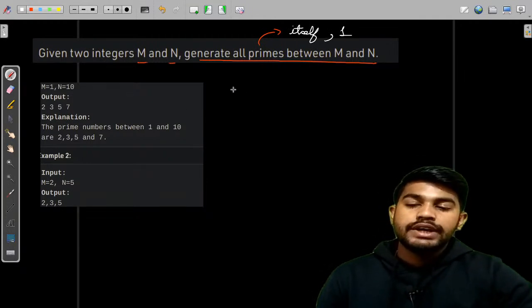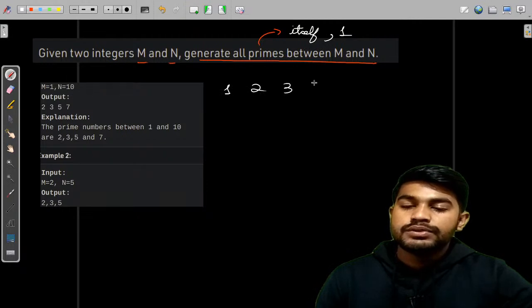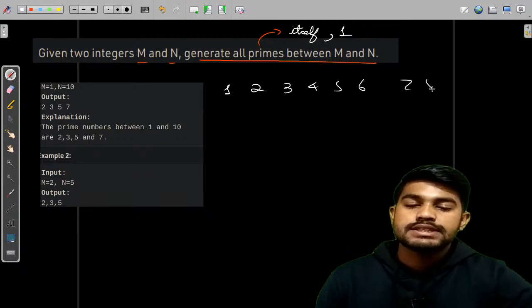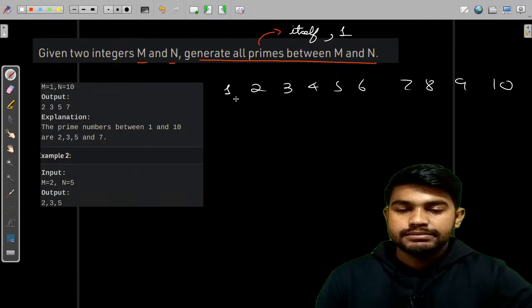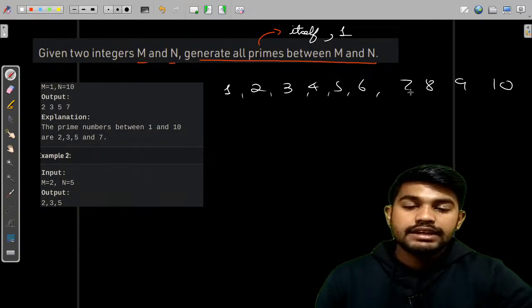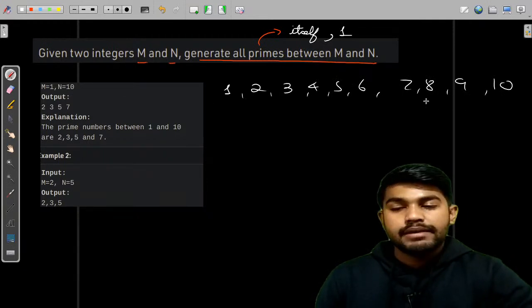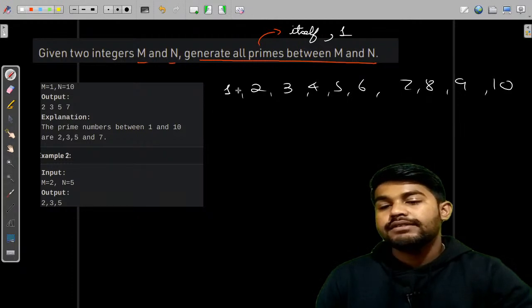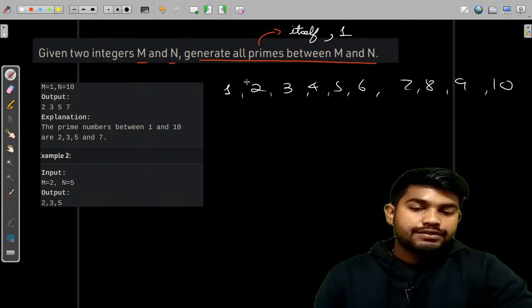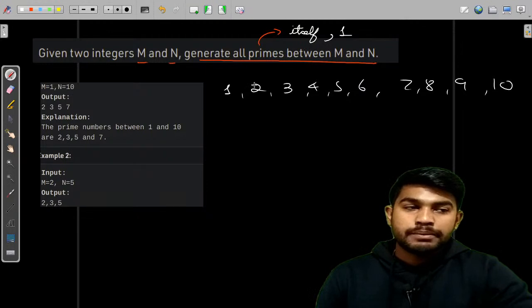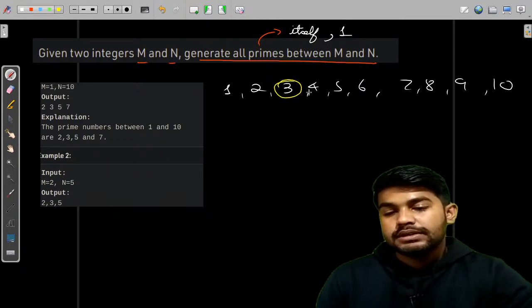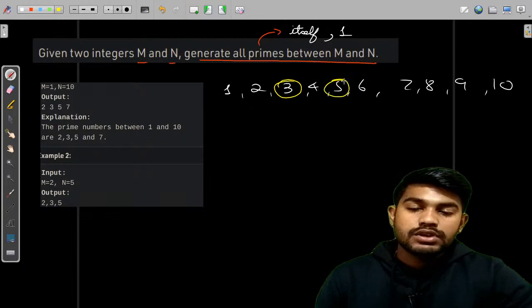Now suppose we are given 1, 2, 3, 4, 5, 6, 7, 8, 9 and 10. These are the ranges of the given m to n. Okay, fair enough. So we would start from the 2. 2 is not a prime number. So we would move forward and we would go to 3. Okay, so 3 is a prime number. Okay, 5 is also a prime number.